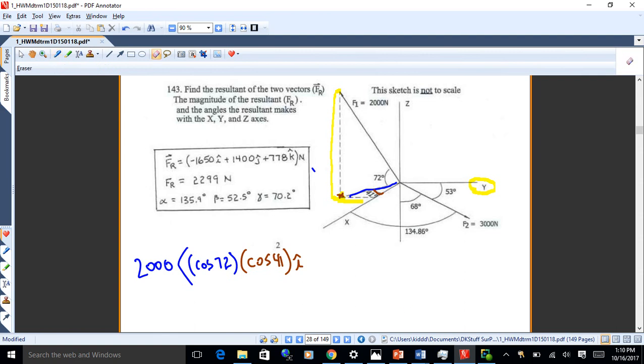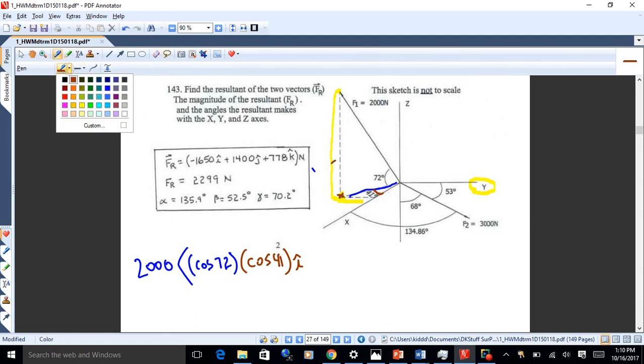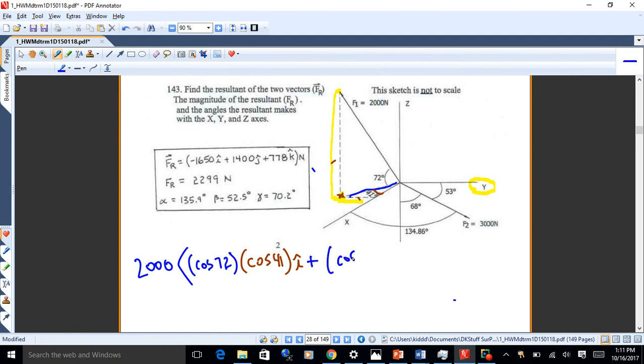Now we also have a J component. That one is going to have cosine 72, which gets you down into the plane. And then this time you're going to do cosine of the angle from that projection to the xy plane, which is 41 plus 90 more, and that'll get you the J.